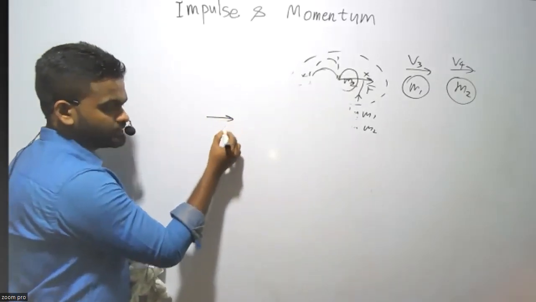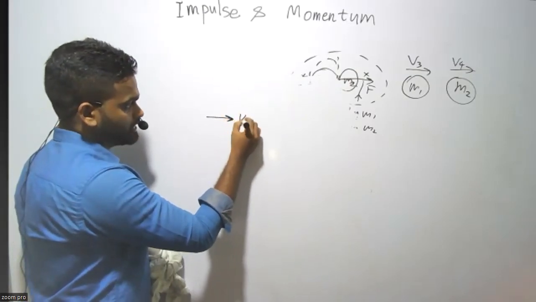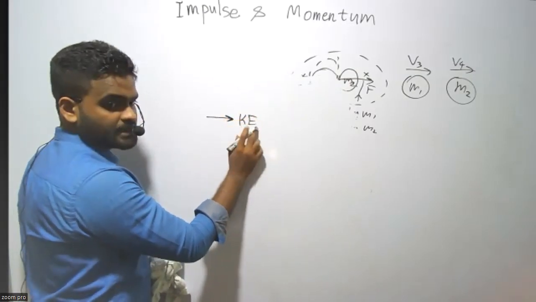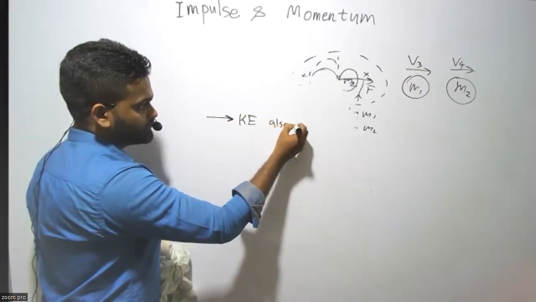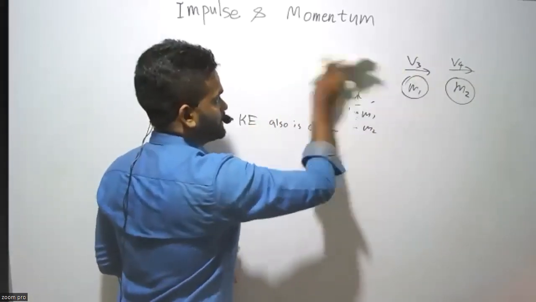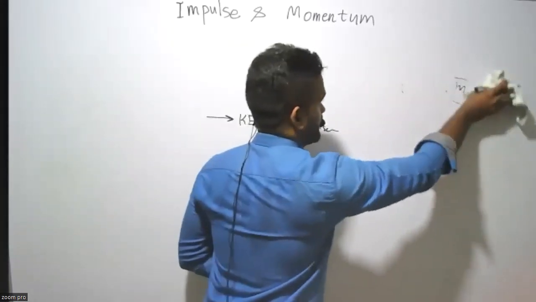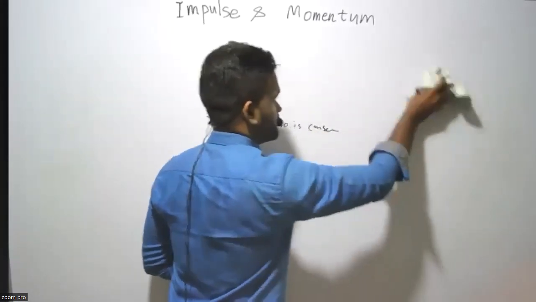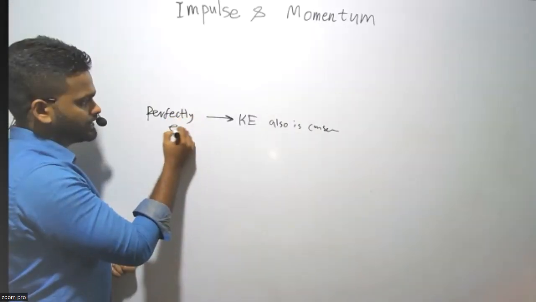Then put an arrow in front of that. Then write KE, which means kinetic energy. Kinetic energy also is conserved. So for perfectly elastic collisions, you can apply: initial kinetic energy of the system is equal to final kinetic energy of the system. So that is perfectly elastic, right?